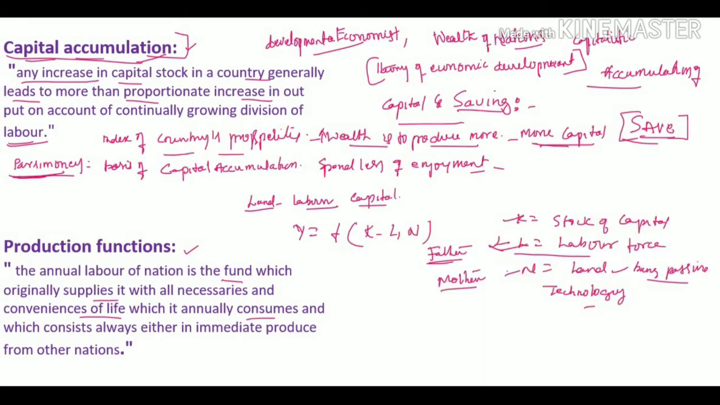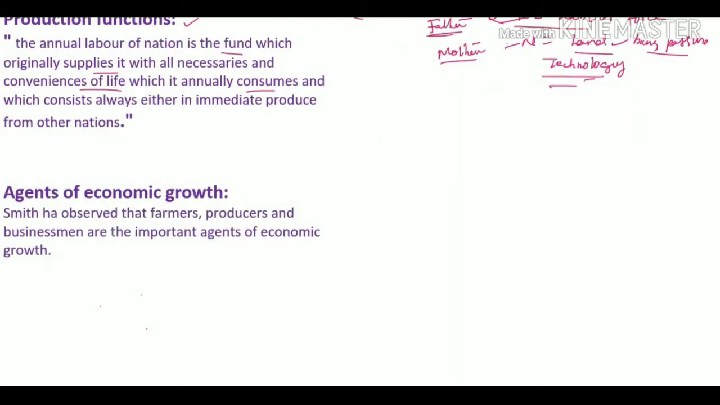According to Adam Smith, land is the only instrument which enables him to earn the wages of his labor and to make profit of his stock. Smith also recognized the importance of technology or technological development for improvement in productivity, which is possible only if sufficient capital is available. The next one, agents of economic growth.